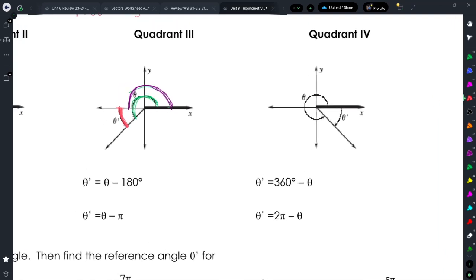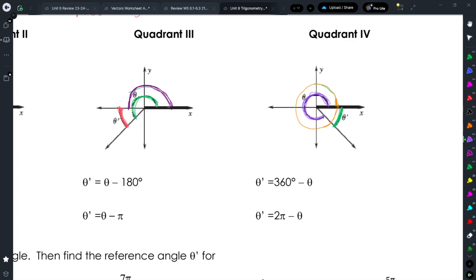In quadrant 4, okay, if this is your angle, how many more degrees do I need in order to get to this nearest x-axis, that'll be a full circle? I'm trying to find out what this is here. That's my reference angle. So if I have a complete circle here, and I take away this purple part, then I get my green part, the reference angle. So that's why it's 360 minus theta, or 2 pi minus theta.